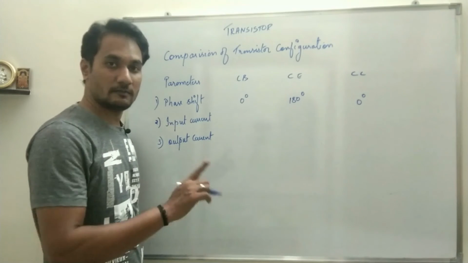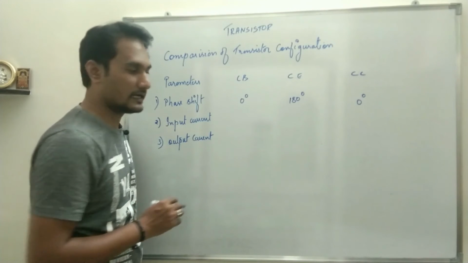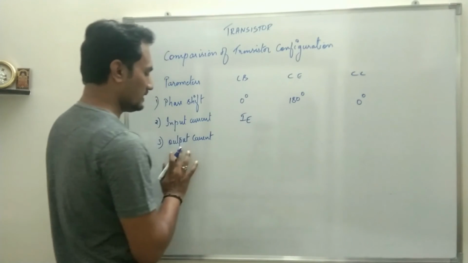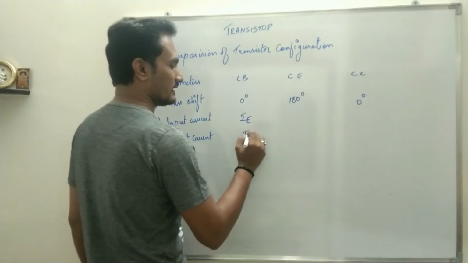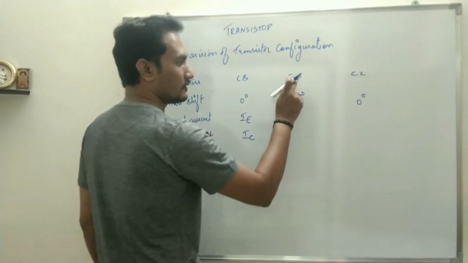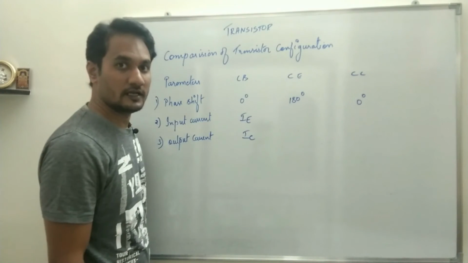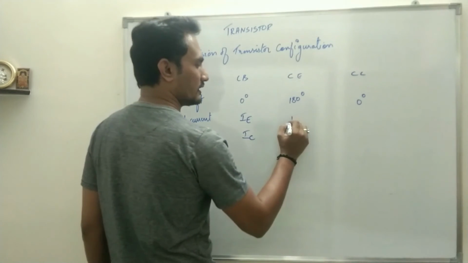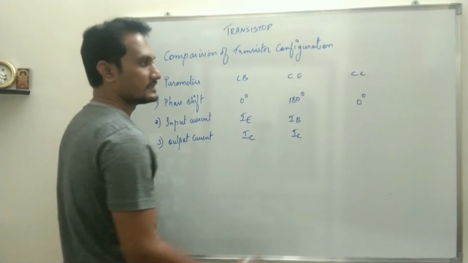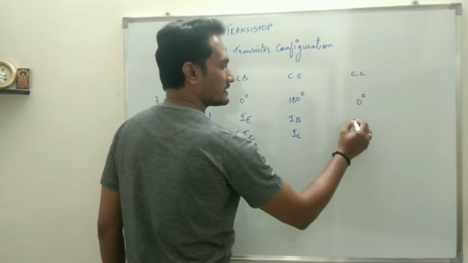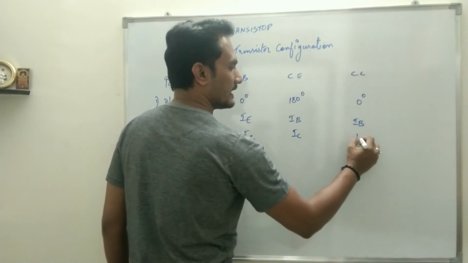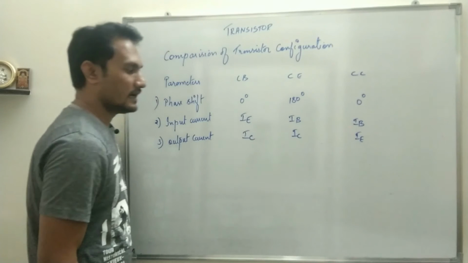Input is applied between emitter and base, output is taken between collector and base. So input current here is IB, output current here is IC. Similarly, for common emitter configuration, emitter is common for input and output. So input current is IB, output current is IC. Common collector configuration, collector is common for input and output. So input current is IB, output current is IE.